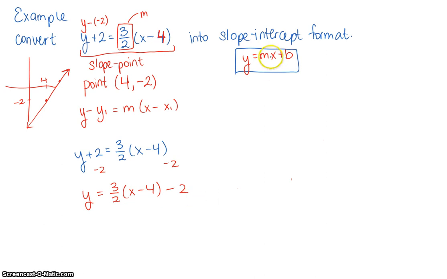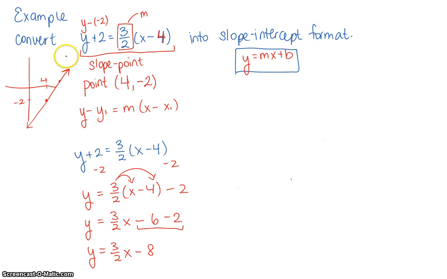What I need to do is get mx plus b, just some constant. So we will need to distribute. 3 over 2 times x just becomes 3 over 2x, minus 4 times that. So again, 4 times 3 is 12, 12 divided by 2 gives us a 6, minus 2. Combine your like terms, and then combine the last terms to get minus 8.